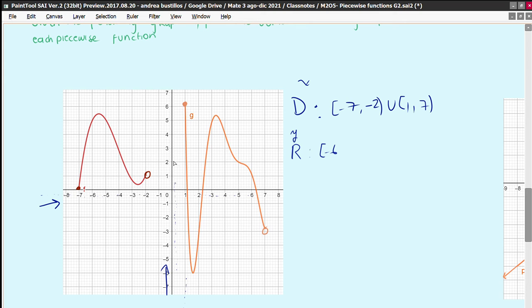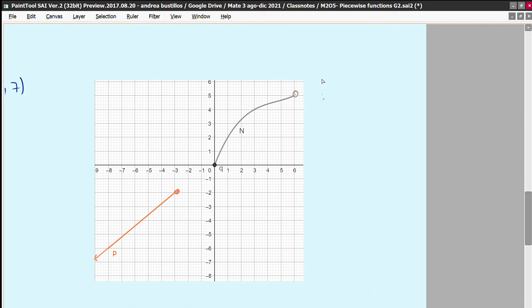Notice that even though I have another piece here, there's still a continuity in the values of y. And the last value of y for which I have a graph is 6. So this is the domain for this graph, and the range for this graph.